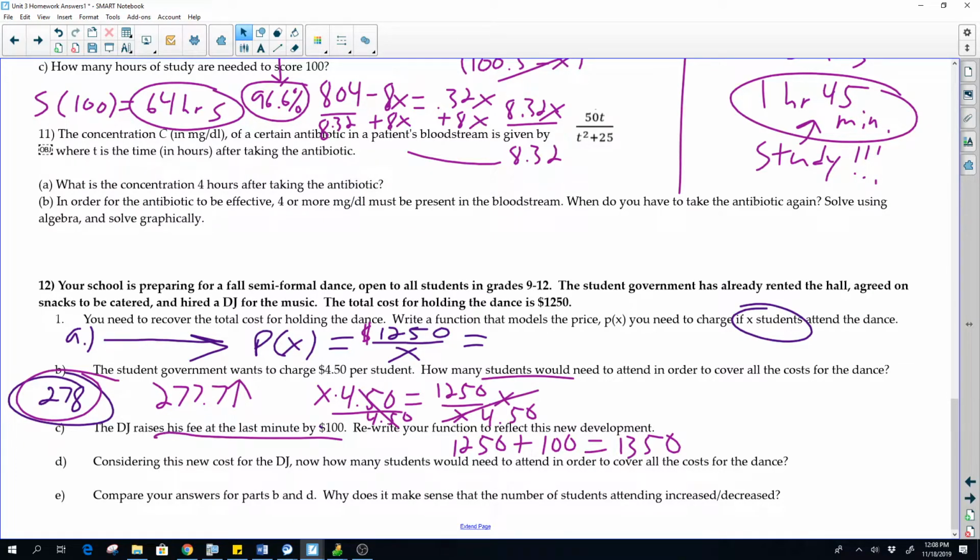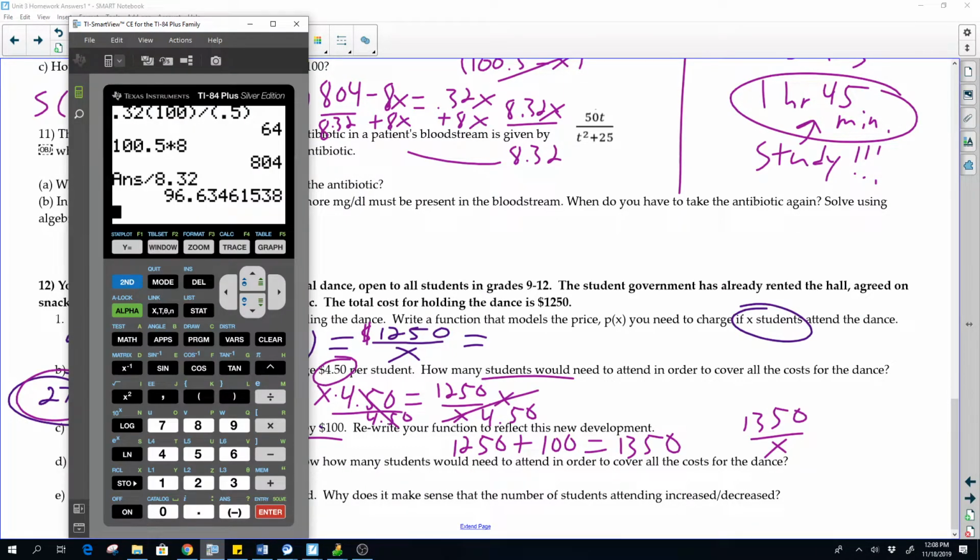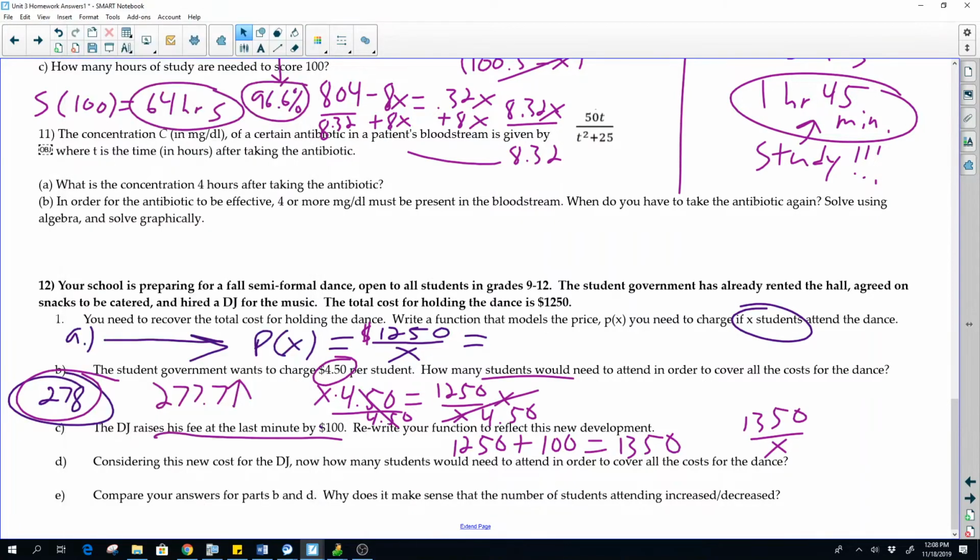Cool. So then rewrite your function. So that would just be 1350 divided by X. Cool. And then how many students would you need for the overall class to attend with this new thing involved? Well, we're still talking about how many students you need to attend to cover all the costs, and the $4.50 per student. So now we're just going to go ahead and take that 1350 and divide it by our 450 again. And so that's going to raise our number to 300 students is what we need. So 300 students, because we just took 1350 and divided by 450.